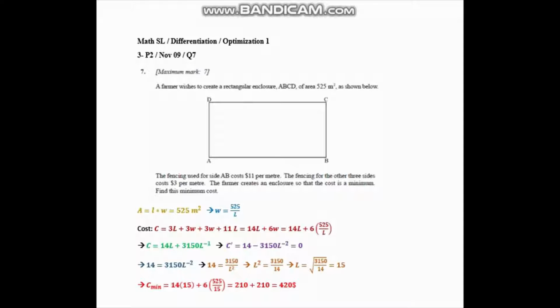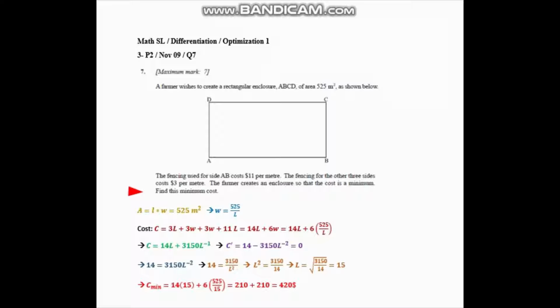So we are given that the area of this rectangle is 525 meters squared. We are given that the fencing used for this side costs $11 per meter, and the fencing for the other 3 sides, this one, and that one, costs $3 per meter. We want to find the minimum cost, so we want to minimize the cost. Hence, we shall need to get an expression for the cost of fencing.